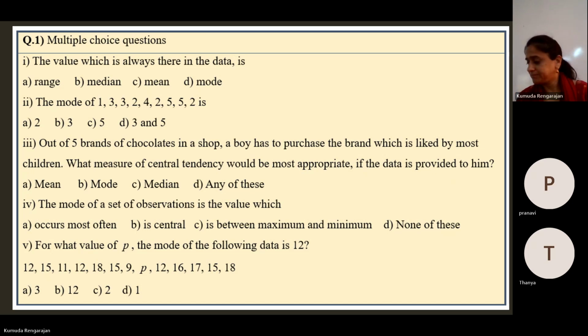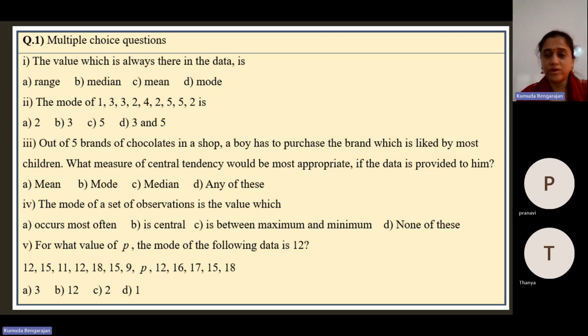Twelve? Why? Because 15 comes 3 times, and if we put 12 in the place of P, 12 occurs 4 times, so it will be the mode. Correct, Ovi and Tanya, correct.